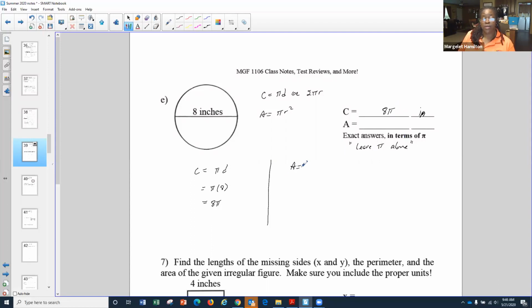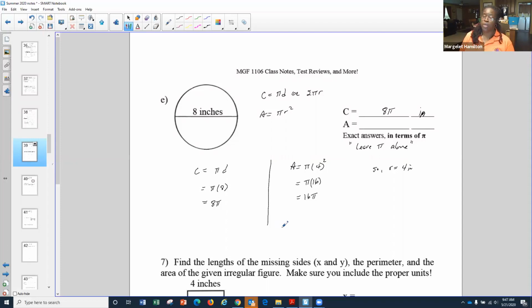Now our area requires a radius. So now we need to find our radius. So our radius equals half of our diameter. So our radius equals 4. So using our area formula now, we have pi. We're plugging in our radius of 4, but we got to square it. So now we have pi, and then 4 squared is 16, right? So now our answer is 16 pi.